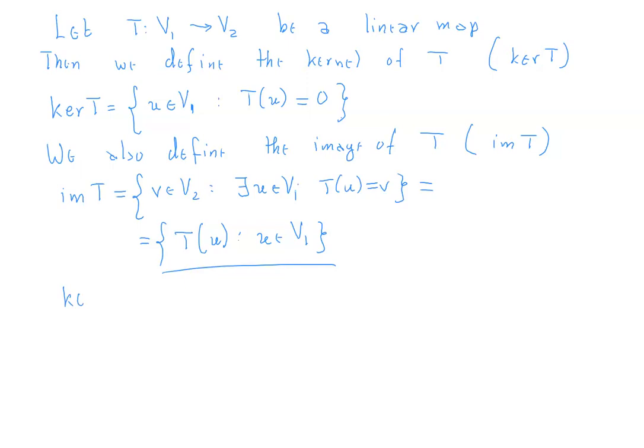So kernel T is a subspace of V1, and image T is a subspace of V2. So why don't we do an example? And in both cases, we will want to find a basis.